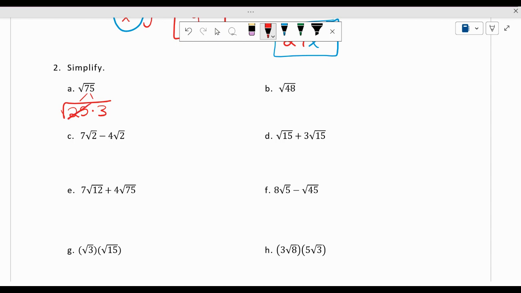25 is a perfect square. The square root of 25 is 5. 3 is not a perfect square. It does not have a pair. So that means that my answer is 5 radical 3.